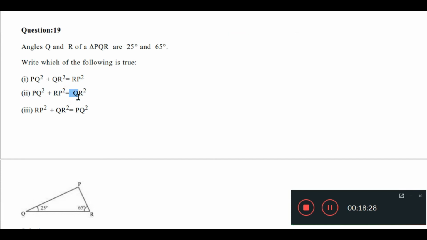I think this is the only condition which is true in all. Why? Because QR is given on one side and the remaining squares are given on the other side, which is true for the Pythagoras property. PQ square plus RP square equals QR square. So the second part is true and the remaining first and third parts are false.